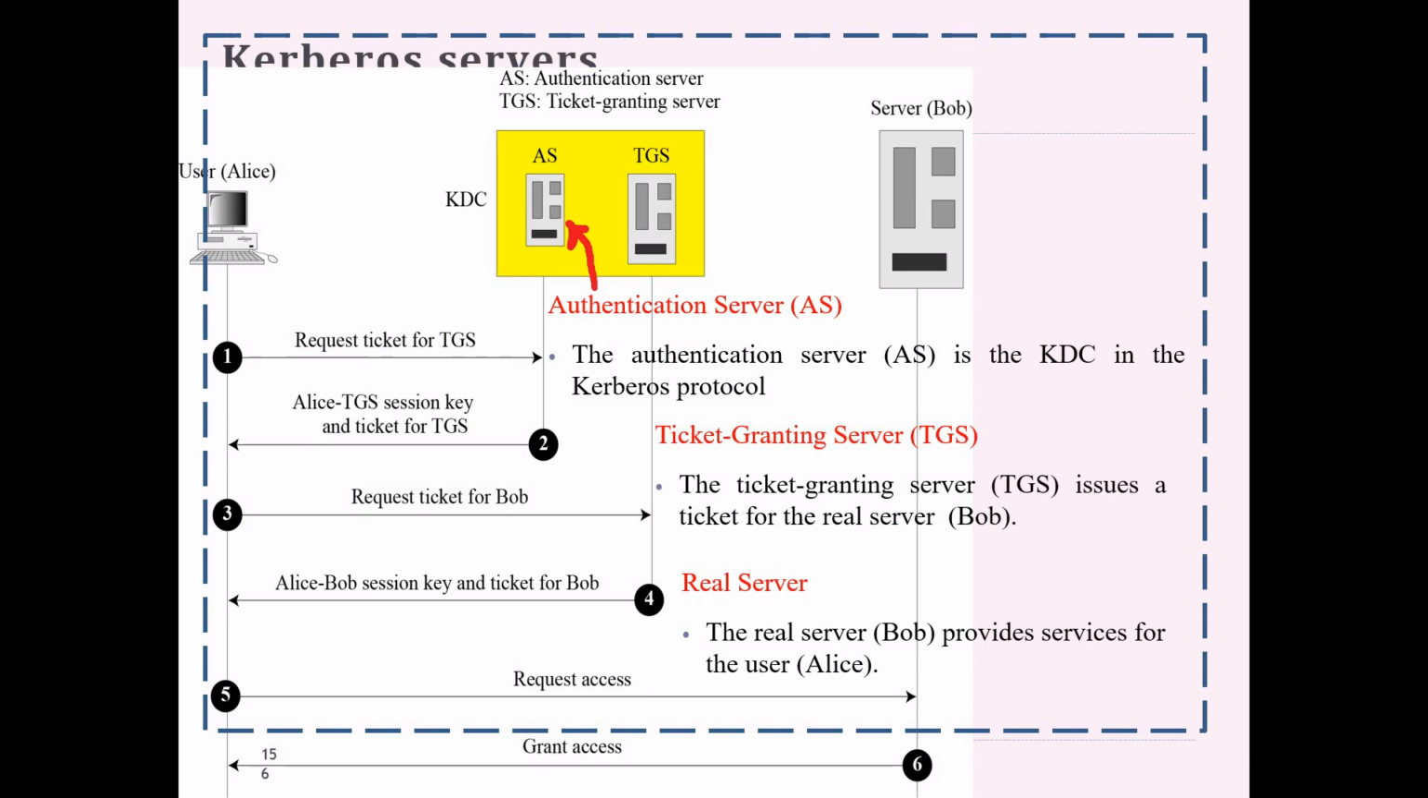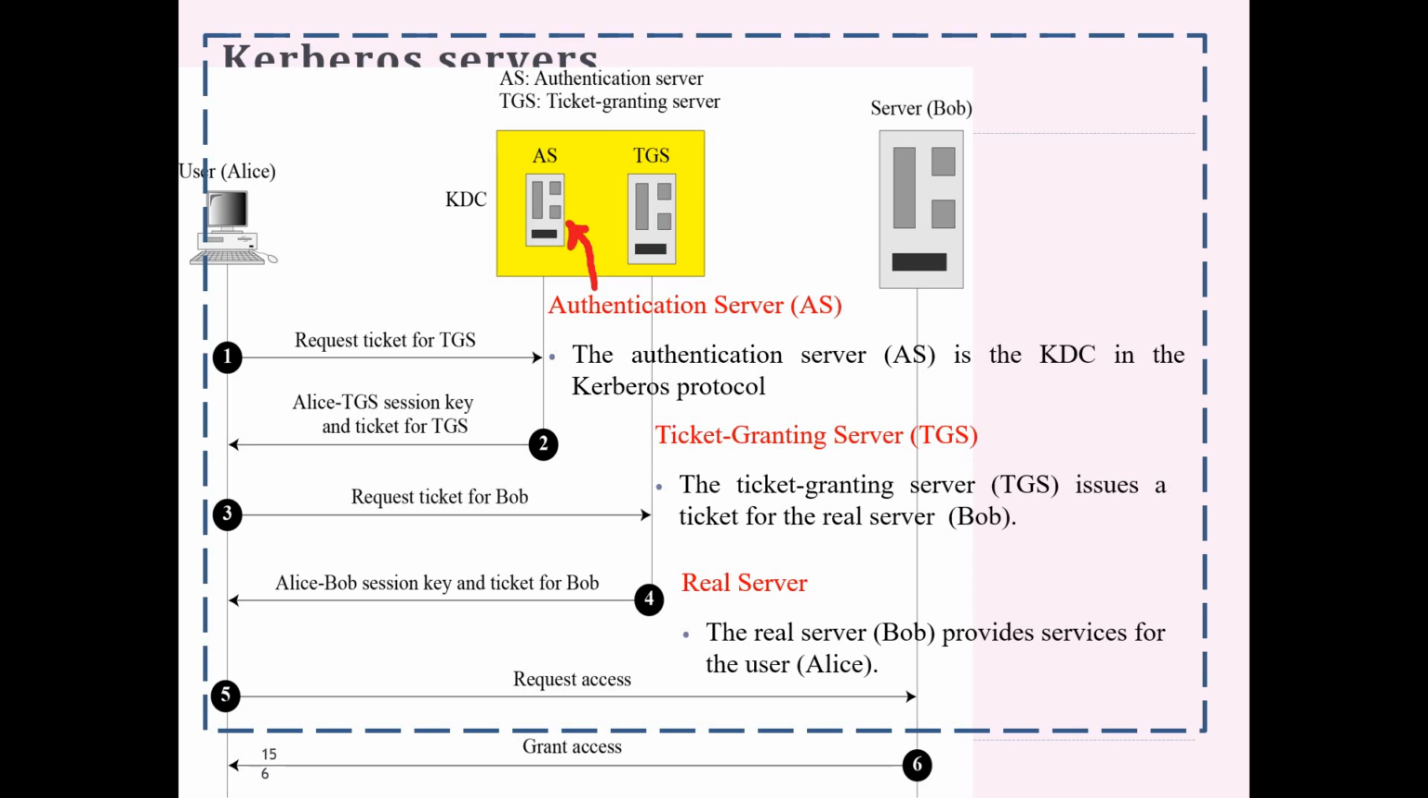So you can observe over here that the KDC, which was supposed to be only one set of server, has now been divided into two halves. One is called the authentication server and the other one is called the ticket granting server. In the previous two protocols, there was nothing like that. It was only a KDC which was handling all the traffic.